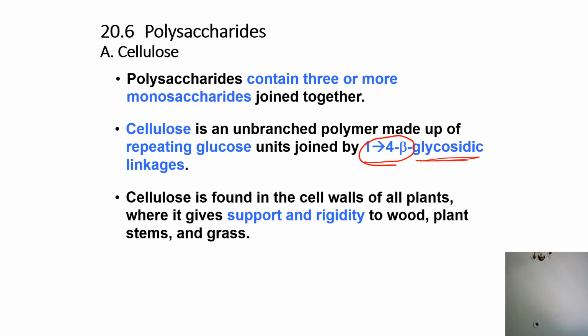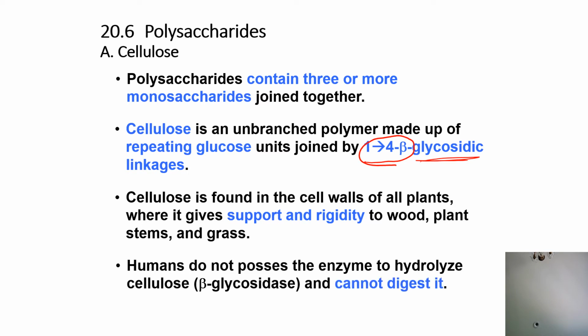So cellulose is a part of what makes up the cell walls in plants. It gives them the support and rigidity needed to stand erect, basically. And we are not able to digest cellulose because we do not have the enzyme that hydrolyzes that beta linkage found in the cellulose molecules.